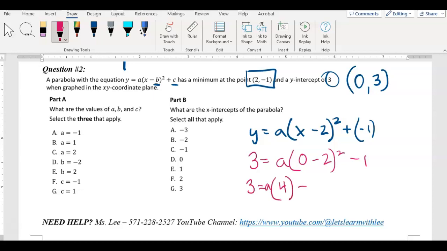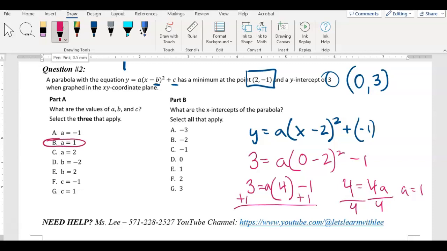And now I'm going to solve for a. So I'm going to do so by adding 1 to both sides. And then I will get 4 equals a times 4 or 4a. I can divide both sides by 4 and I get a equals 1. All right, that makes sense because that would mean that our parabola just has a very normal size to it, no vertical or horizontal stretch. So a equals 1, b equals 2, and c equals -1.